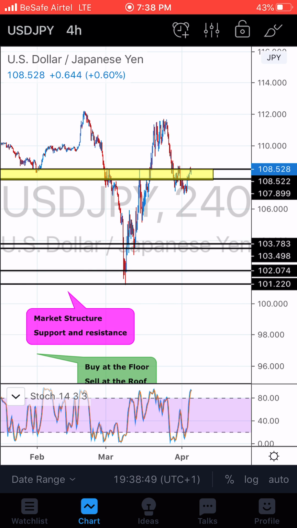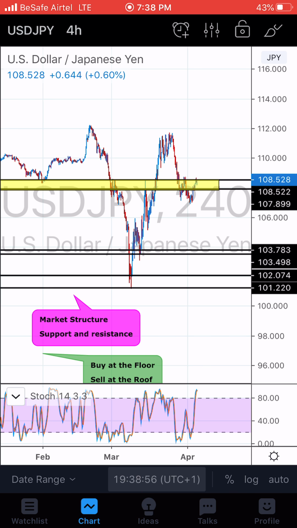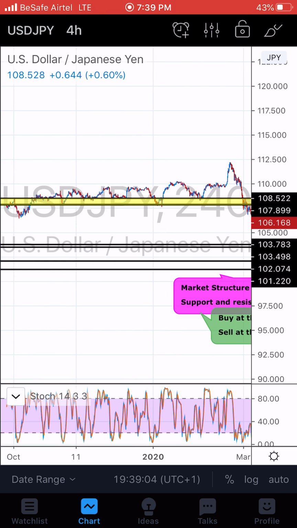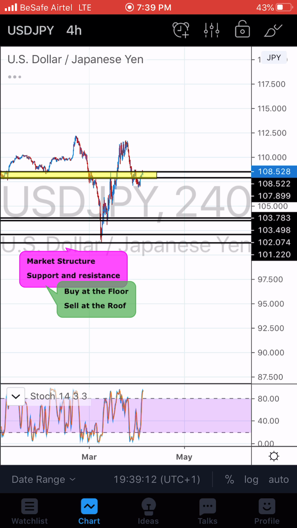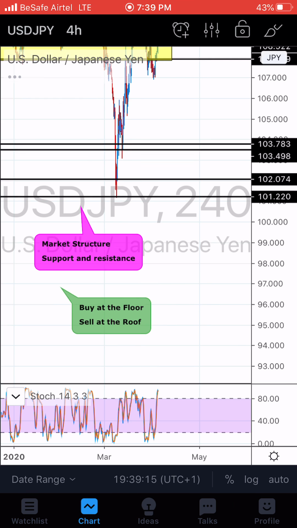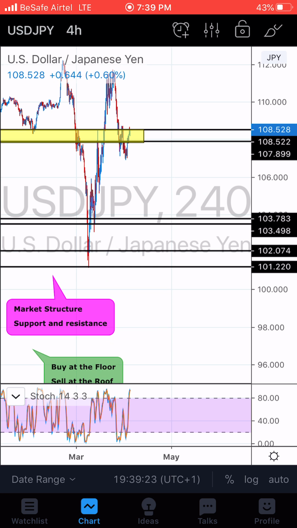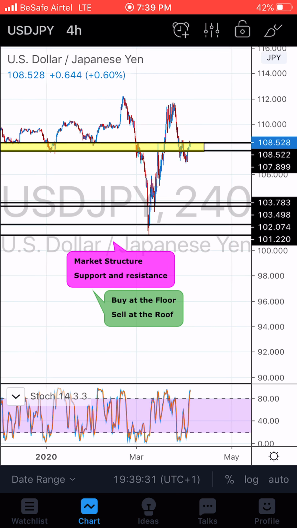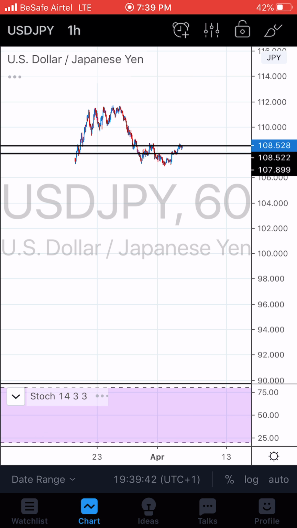So you want to draw out your structure lines while trading, because these are regions where the market tends to reverse. You want to buy at the floor, sorry, and you want to sell at the roof. Now, what does this mean? You want to sell at the highest price, then you buy at the lowest price. So market structure helps you make your decision better. You'll be able to identify the highs and the lows. So let me see if I can point out another structure for you.